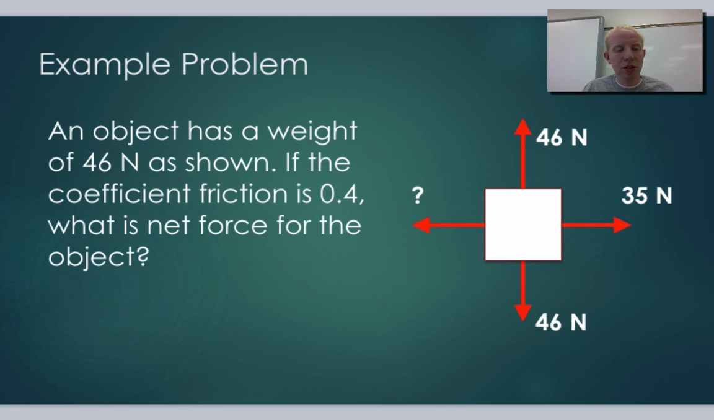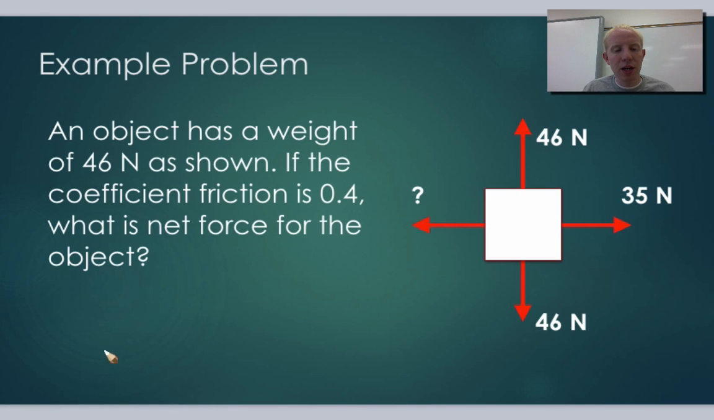Okay, so let's say we have this. An object has a weight of 46 newtons as shown. If the coefficient of friction is 0.4, what is the net force on the object? We have this force diagram over here, and we're trying to describe how much friction we have. Now if this is on a flat surface, then we can assume that the weight is going to be the same as the normal force. So the normal force is 46 newtons.